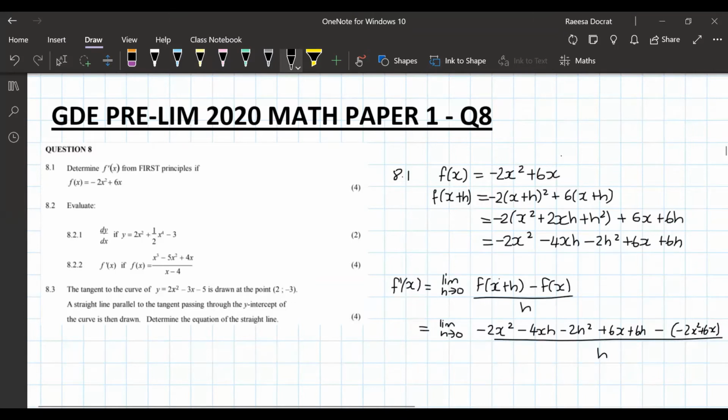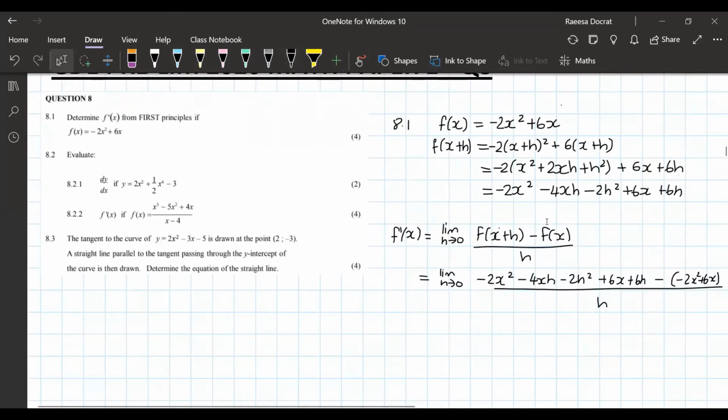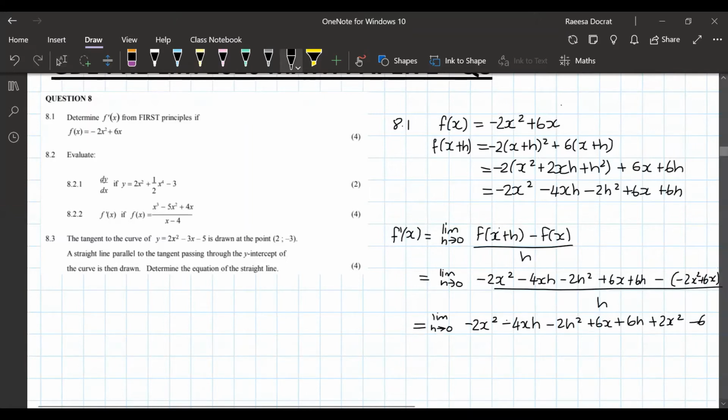Our next step is just to distribute that minus, and this is the step that's commonly left out that leads to a lot of mistakes. So make sure that you distribute that minus to every term in the second bracket, so not just the first one. So 2xh minus 4xh minus 2h squared plus 6x plus 6h plus 2x squared minus 6x all over h.